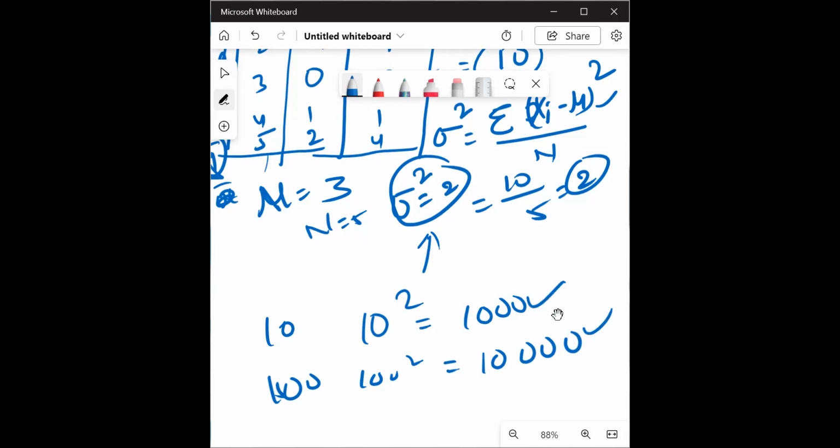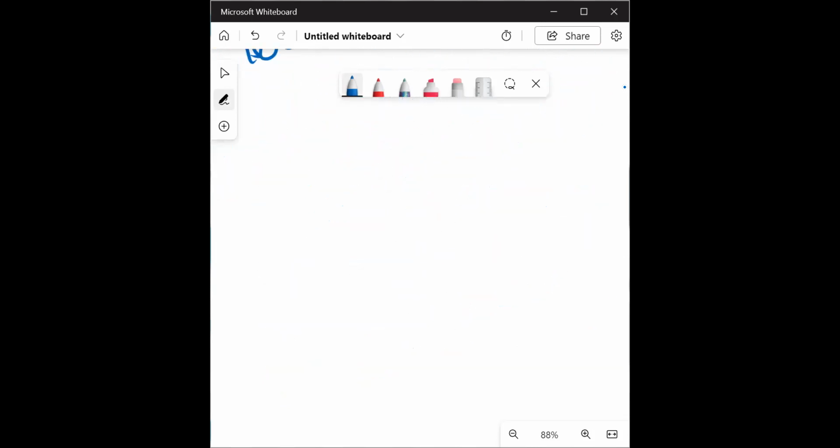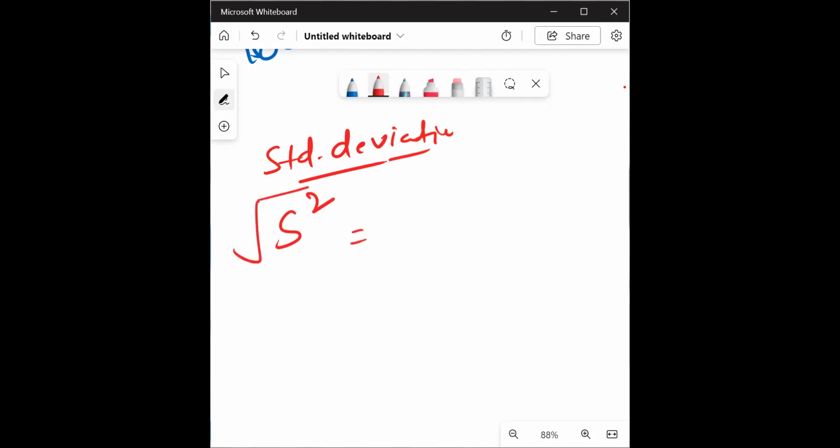So to overcome that, we have another way to measure how the data is spreading, which is the standard deviation. Okay, so that comes to the standard deviation. Coming to the standard deviation, it's a very simple thing. The formula we have for variance, we just need to apply the square root for that.